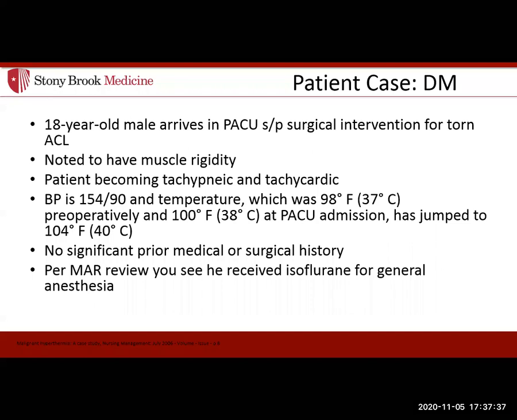He has no significant prior medical or surgical history. When you're reviewing the MAR, you see that he received isoflurane for general anesthesia. Now, if you want, you could write in the chat if you see anything in this patient case that may predispose this patient to a malignant hyperthermic crisis.